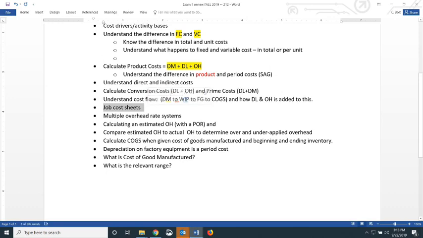Almost at the bottom. Job cost sheets are charts that keep up with the cost per job. So if we have a contractor, that contractor will keep up with the cost of each job. They may be making 2 or 3 houses at a time, and this accumulates our materials, labor, and overhead.